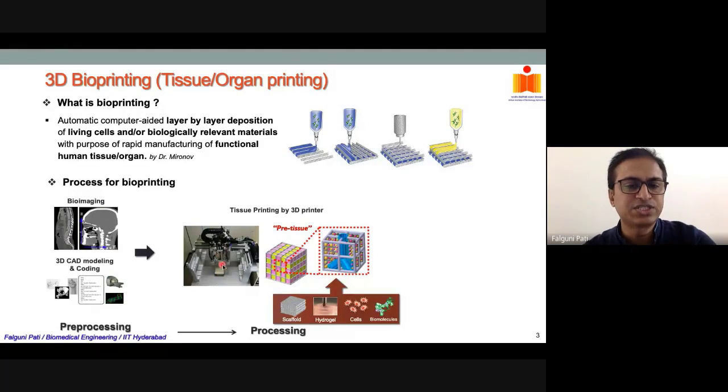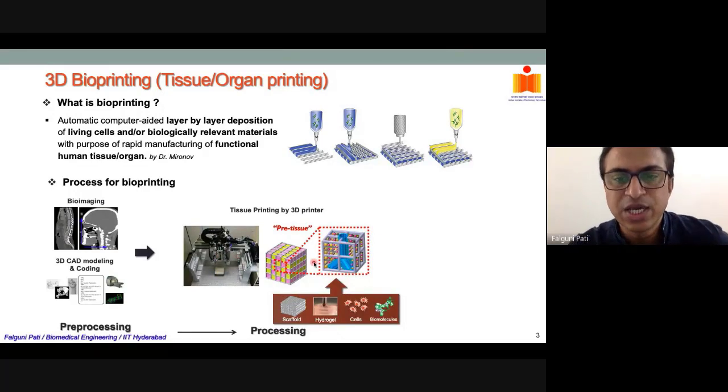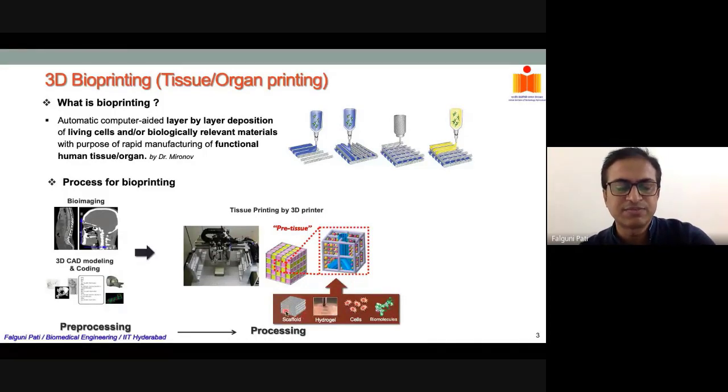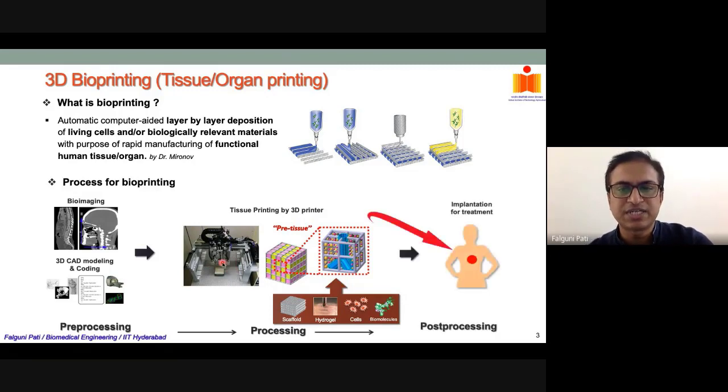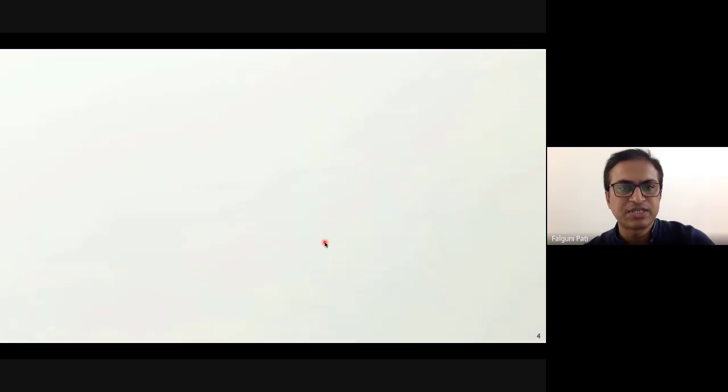To print a 3D tissue or organ, we need various other things: cells, biomacromolecules, hydrogel, and some scaffolding material. All these are processed and prepared in advance before 3D printing, and then the actual printing is done. At this stage we call them pre-tissue, because they are not matured yet. They are then matured in a bioreactor and can be used for implantation purposes. They can also be used for other purposes, which I will come to in a moment.